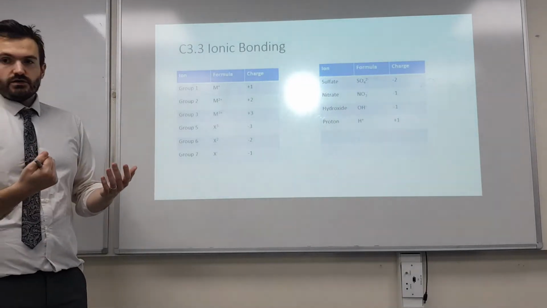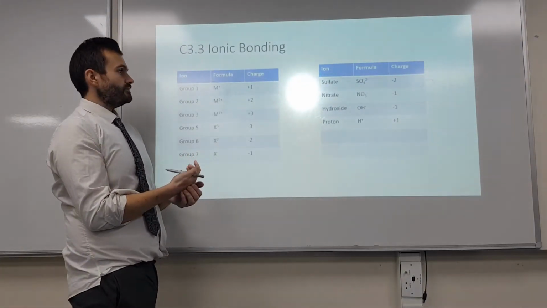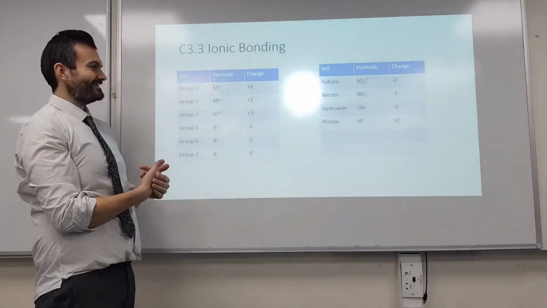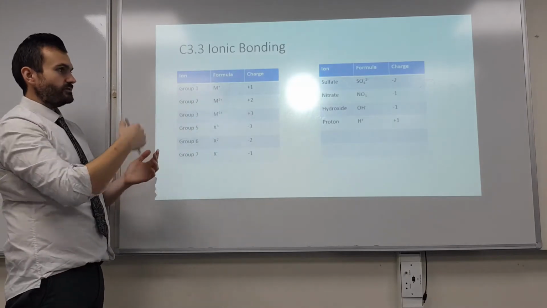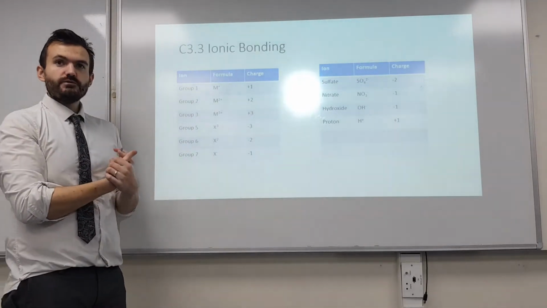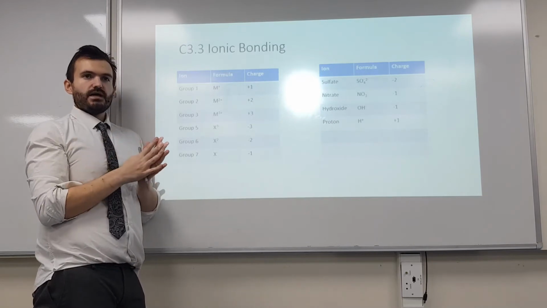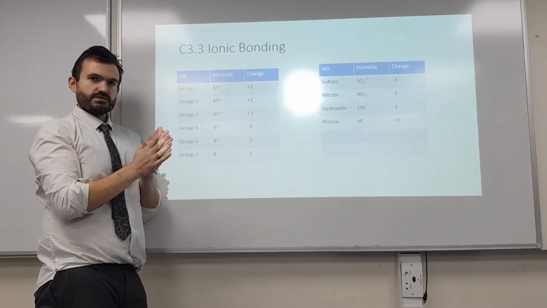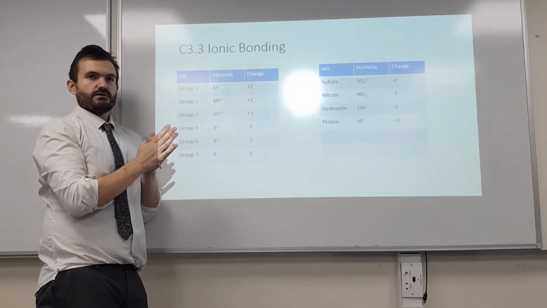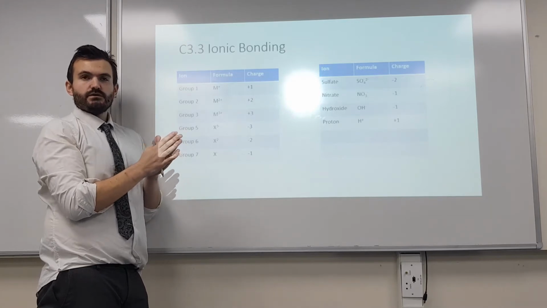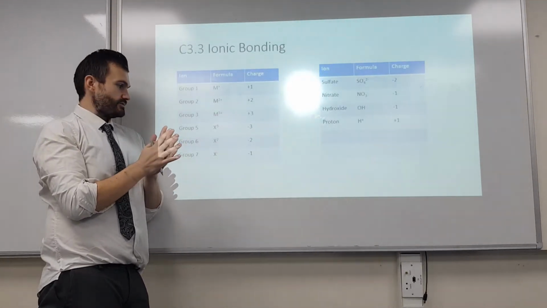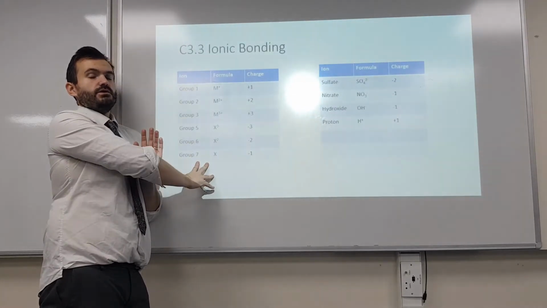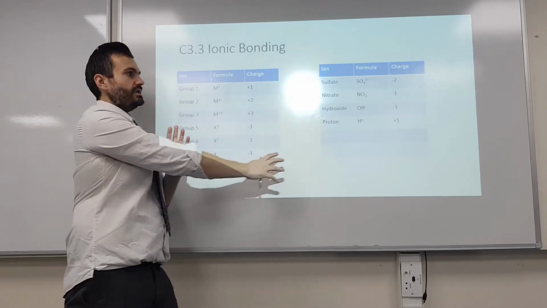So when we're producing ionic structures, or ionic compounds, these are the ions that we need to know. Group 1 makes +1, group 2 makes +2, group 3 makes +3. Group 4 doesn't really make ions. Sometimes they can make negative ions and sometimes positive ions, but ultimately, especially at our level, they're not going to make ions. Group 5 will be -3, group 6 will be -2, and group 7 will be -1. These are the ones that you can work out from the periodic table. These are the ones we need to remember.